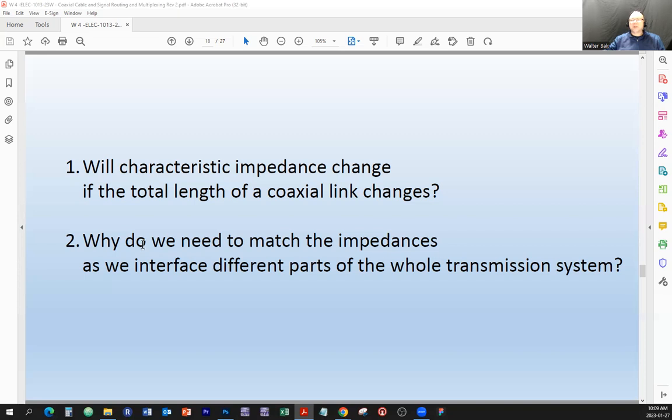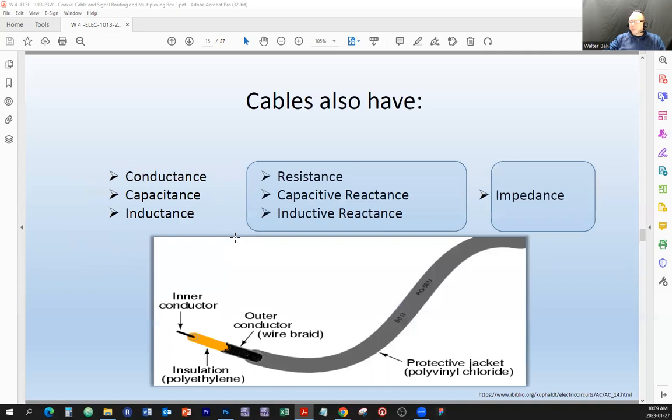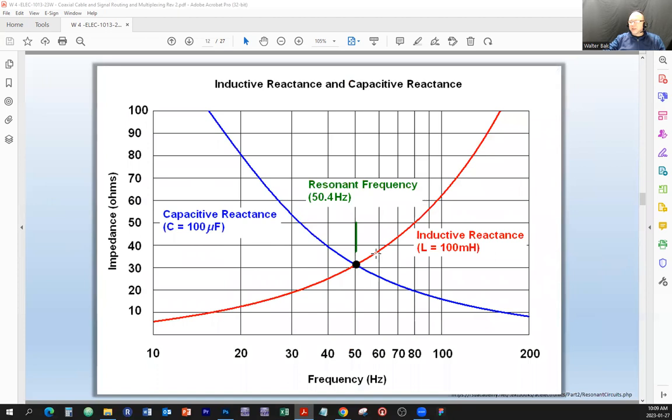All right, cool. Now, also as a recap from last time, let's see, where's the graph that I had? This one here. All right, so if we have two components like this, a capacitor with the value of 100 microfarads, and an inductor with the inductance of 100 millihenries, and if we apply the frequency of 50.4 hertz to them, we're going to get that black dot. That black dot is the resonant frequency for these two components.